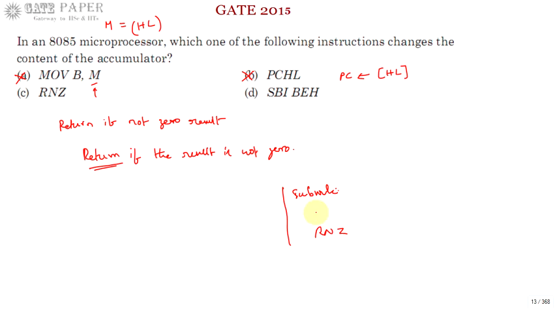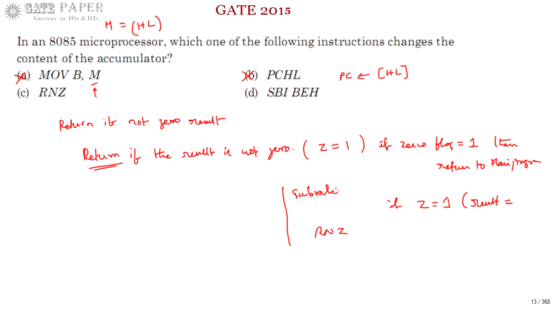If the result is not zero, that means Z is equal to 0. Z is nothing but the zero flag. If the zero flag is equal to 0, then control returns to the main program. If the result is 0, that is, the zero flag is set, Z equal to 1 means the result is equal to 0.